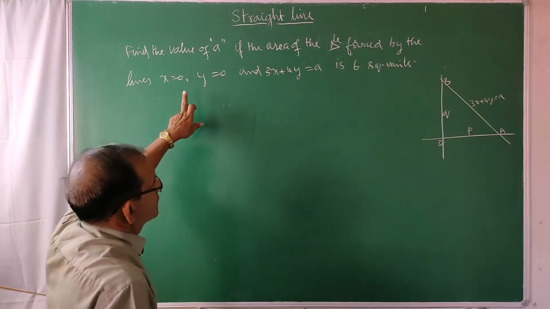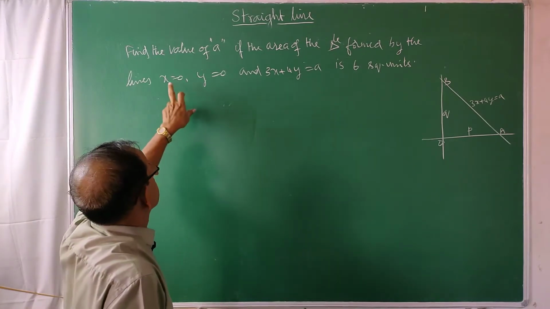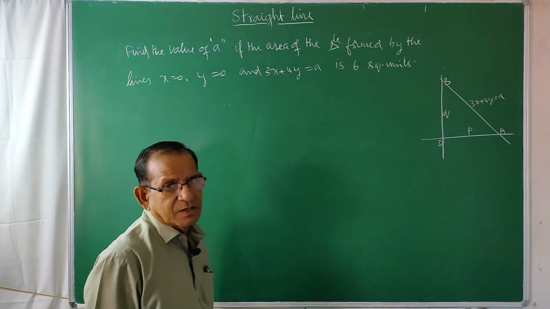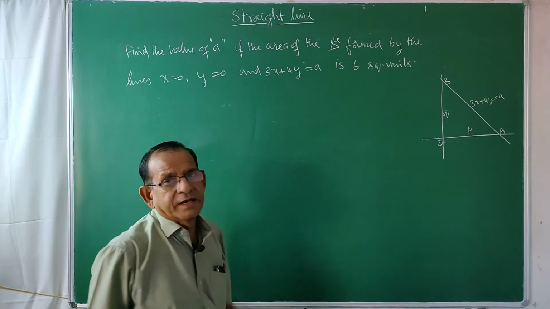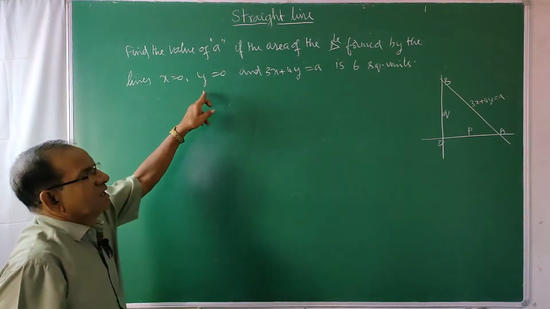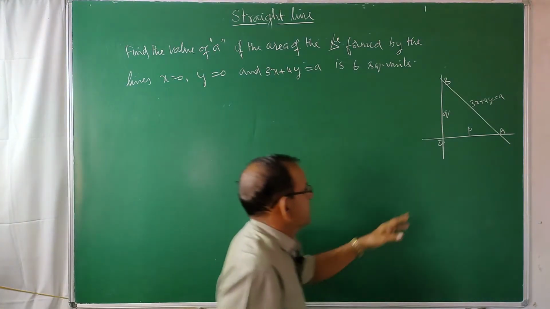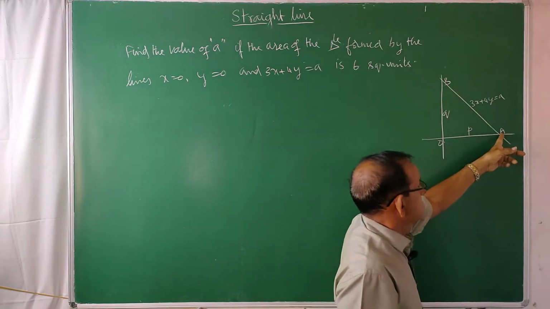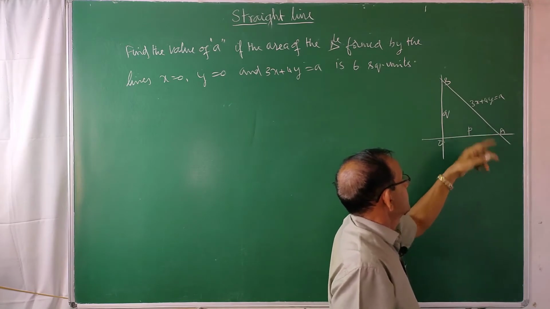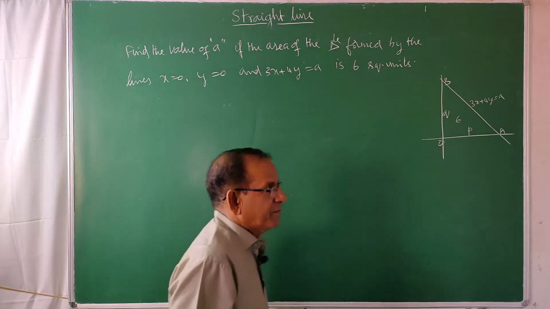Now, in this question, the area of the triangle formed by the lines x is equal to 0, y is equal to 0 and this given line is given as 6 units. Now, I have to find the unknown value of A. x is equal to 0 is nothing but the y-axis, y is equal to 0 is nothing but the x-axis, and that is the given line. Let us assume that the given line intersects the x-axis at A and the y-axis at B. So, the area of triangle OAB is given as 6 square units. So, what is the value of A?